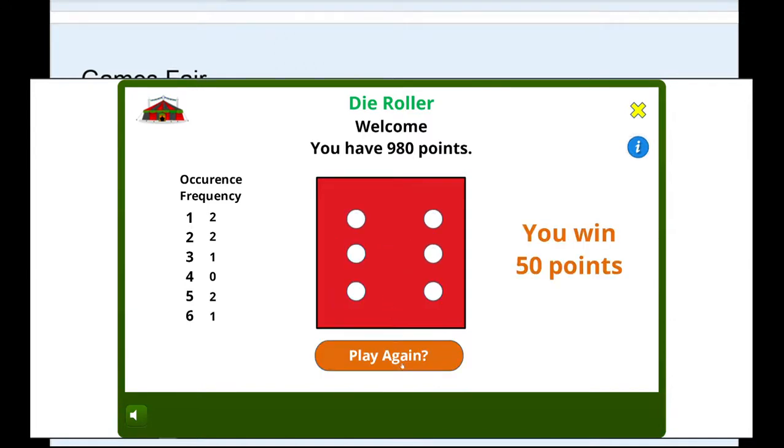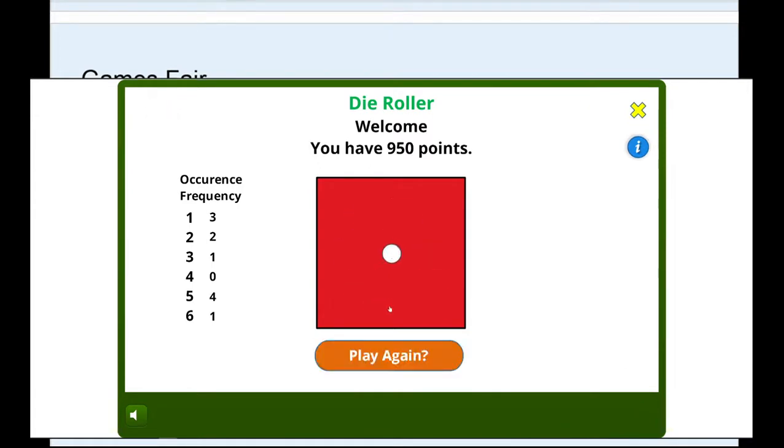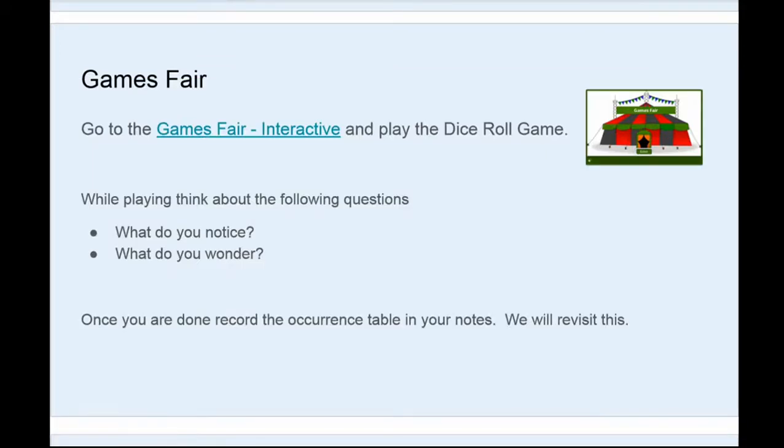So we haven't won yet. Oh, we won once. You can keep on doing this as many times as you want. I'm going to stop there, but you can play as many times as you want just to get into it. And after that, you're going to think about what did you notice as you were playing the game, or what do you wonder? Is there anything you think about as you're playing the game? And when you're done, make sure you record that occurrence frequency table in your notes, because we are going to revisit this.